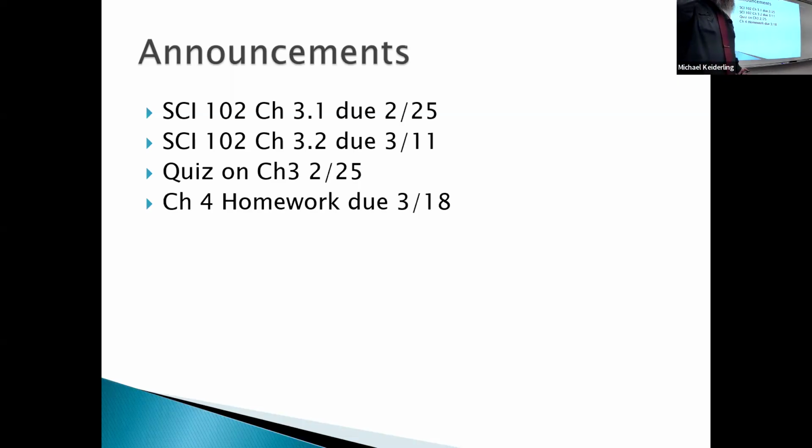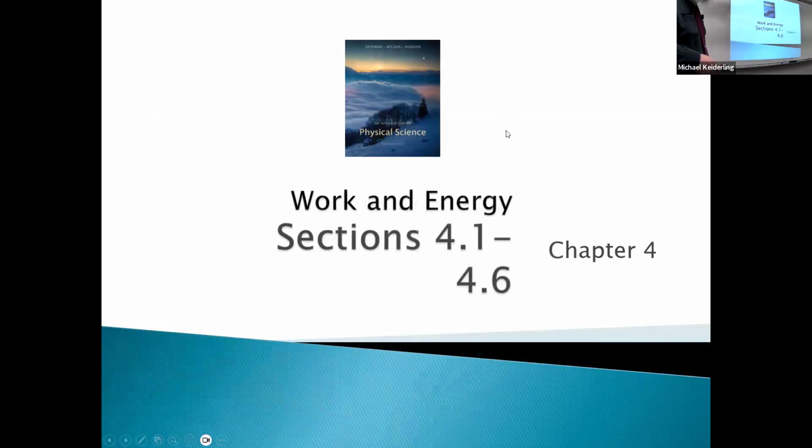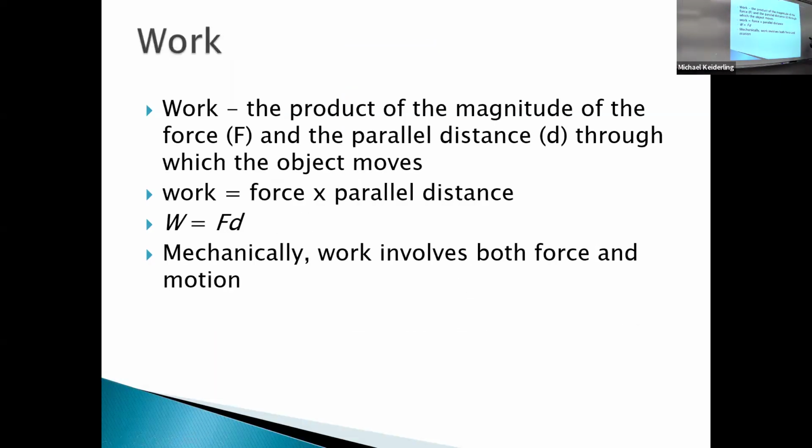We're starting chapter 4 because we're ahead of schedule. So let's get started on chapter 4 about work and energy. Yes, you have a question? We have a lab today? Yes. Sorry, I didn't put that up, but yes, we have a lab.